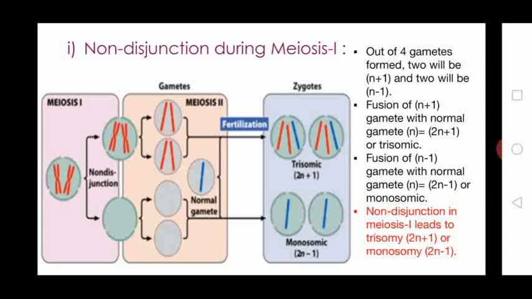So, non-disjunction during meiosis 1. Here you can see that out of the 4 gametes formed, 2 will be n plus 1 and 2 will be n minus 1. In that picture you can see 2 red colored chromosomes. That is not 2, actually we have 46 chromosomes. Those 2 chromosomes are just for representation.